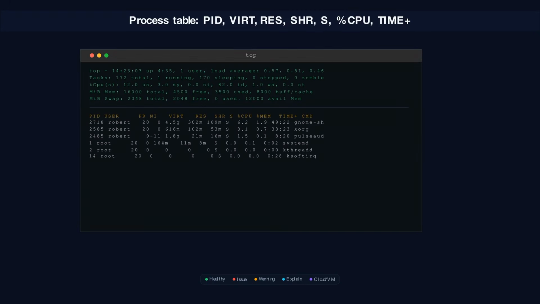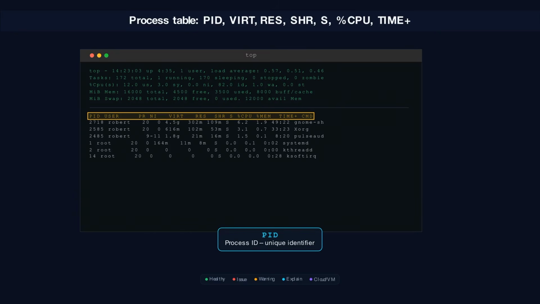Each row is one process, and each column tells a different story. PID is the unique process identifier. User is the owner. PR and NI are priority and niceness. A lower nice value means higher priority.